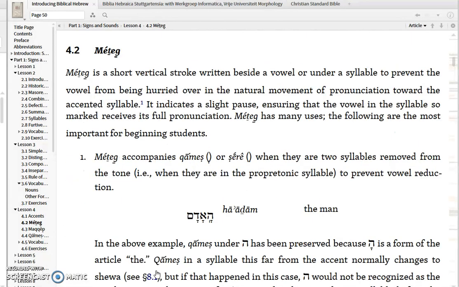Let me move on to a symbol that shows up on certain words called the metheg. The metheg is a little short vertical stroke beside a vowel or under a syllable to prevent the vowel from being hurried. And so the word metheg actually means bridle in Hebrew. And so it kind of puts a bridle on the form. The example that he gives you here is ha-adam.